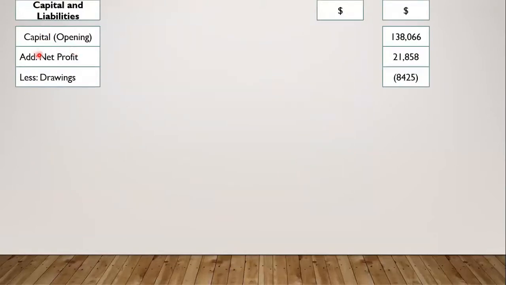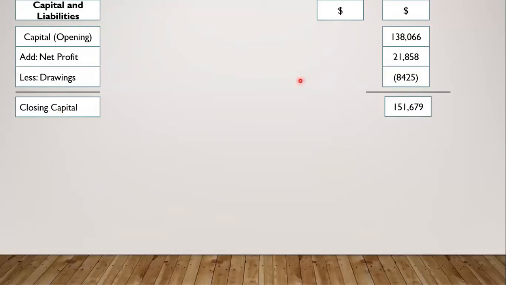Again, it's a formula, like I told you before, that we have to remember. The capital comes first, then I add net profit or subtract net loss, then I deduct drawings. These are my steps. I follow my steps, and this increases my speed of responding to the question. Once we do these calculations, we get the closing figure, which is the capital at the end of the year. What is the capital? It will be 138,066 plus 21,858 minus 8,425. So the answer will be 151,679.